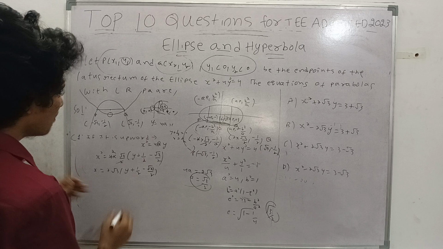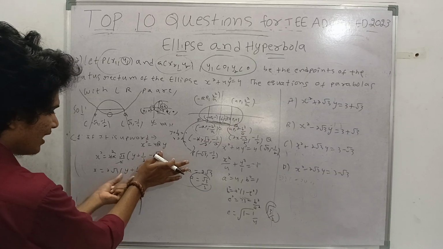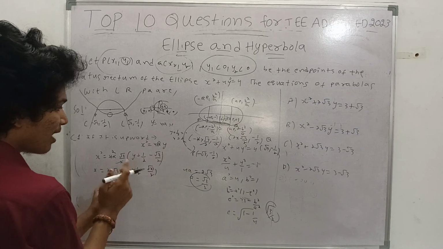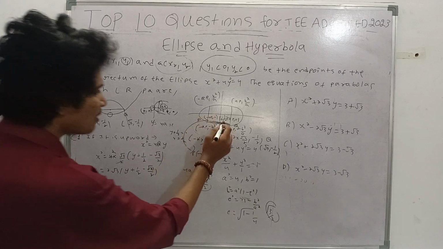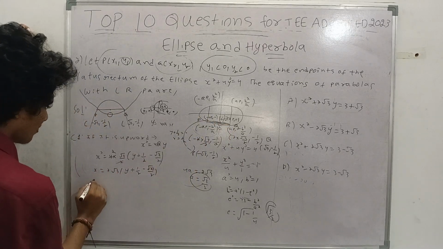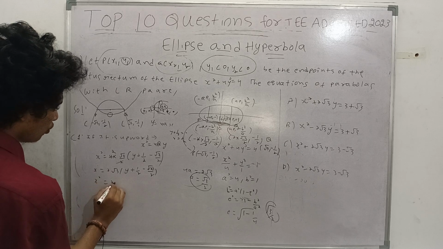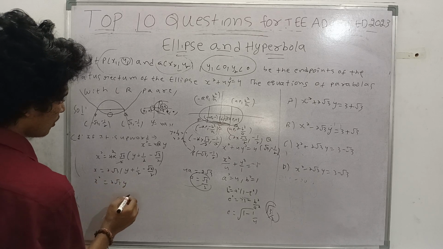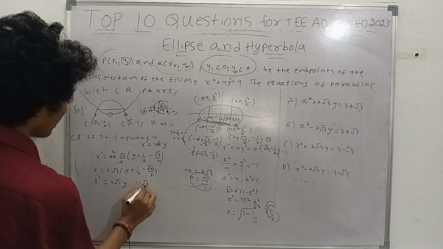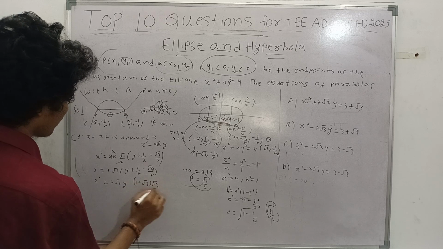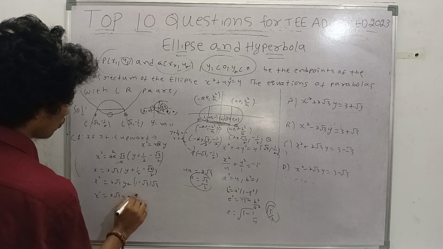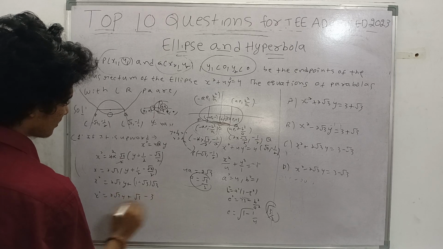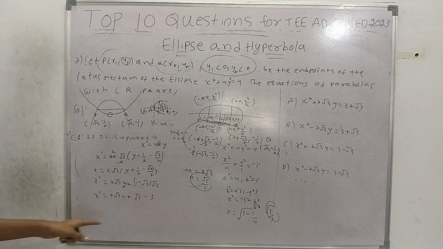Why am I taking this? Because if it is not present, it should give the vertex point. y plus 1 by 2 equal to 0, y equal to minus 1 by 2. So it will give the point of the focus. So x square equal to 2 root 3 y, 1 minus root 3 into root 3. Here it is plus. So x square equal to 2 root 3 y plus root 3 minus 3.